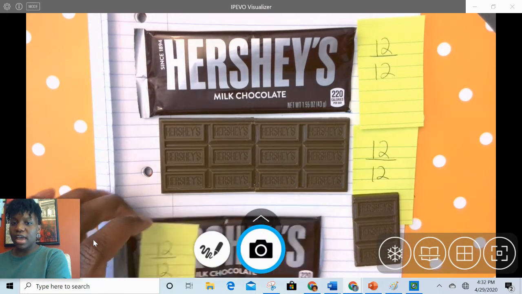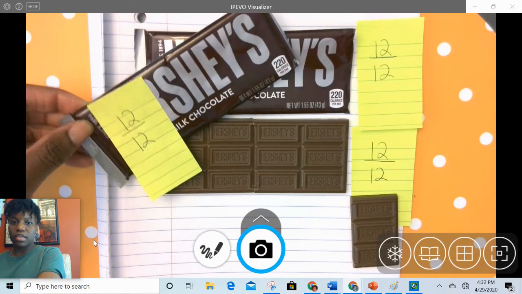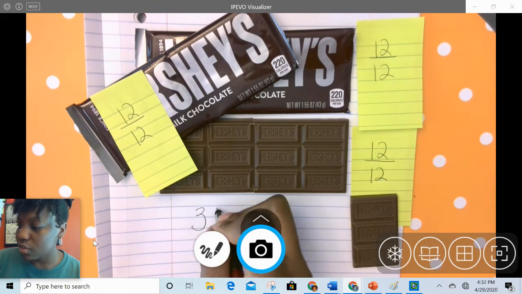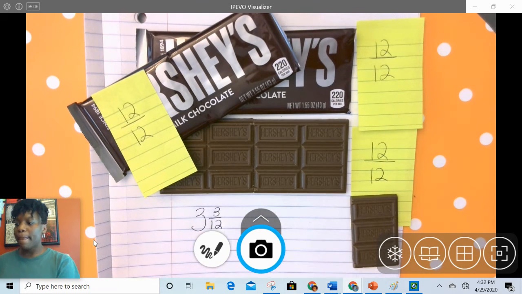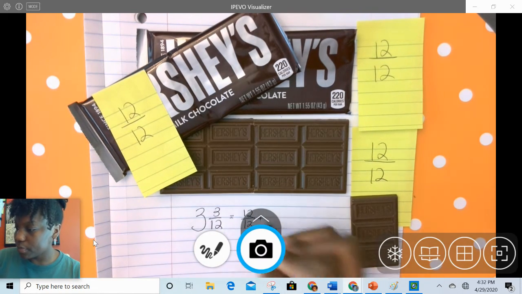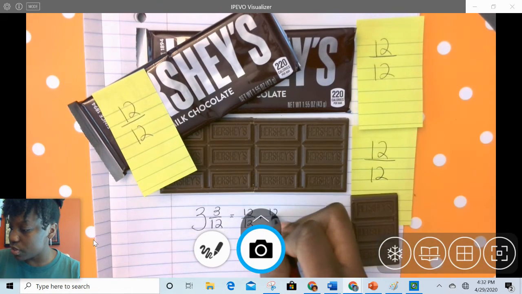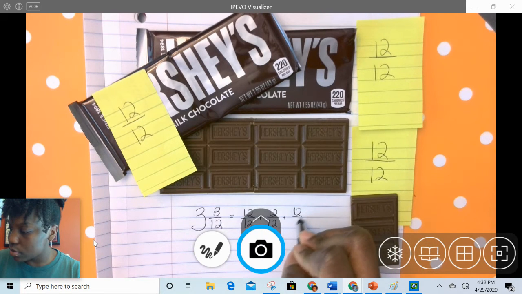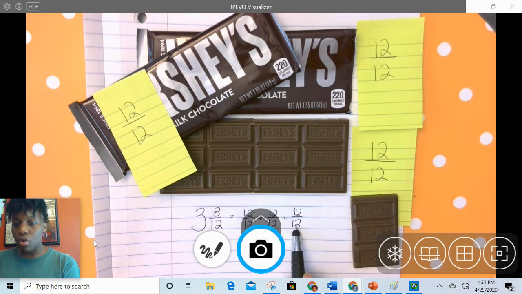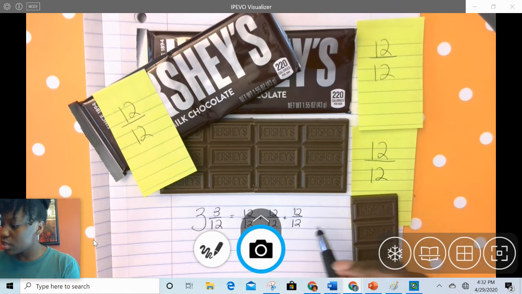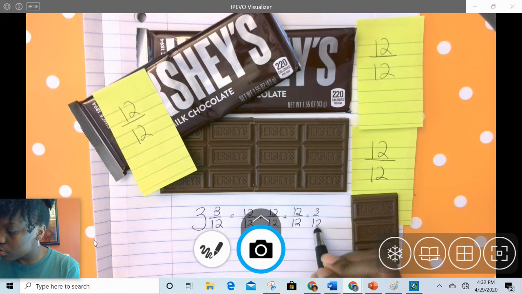So I'm going to write this as 3 and 3 twelfths, because that's what I have. But if I look at just the amounts that I have written here, this was 12 twelfths, and this is also 12 twelfths for this Hershey's bar. And then this candy bar is also 12 twelfths. These are my 3 wholes. And then for right here, this is not a whole, it is only 3/12. So I'm going to write plus 3/12.